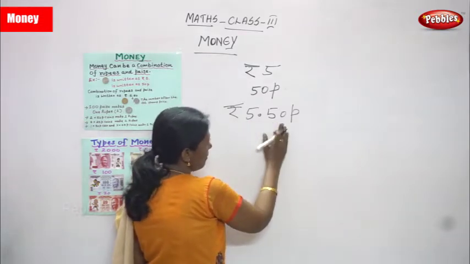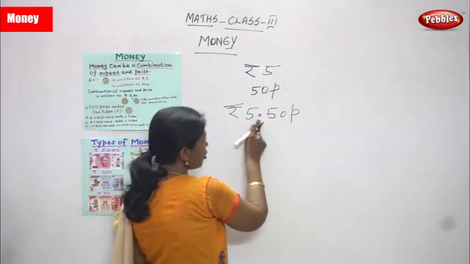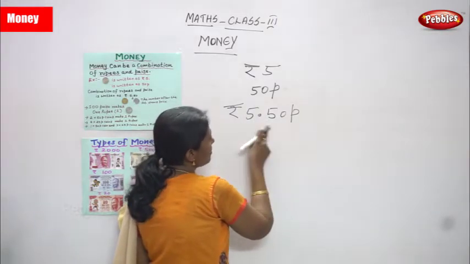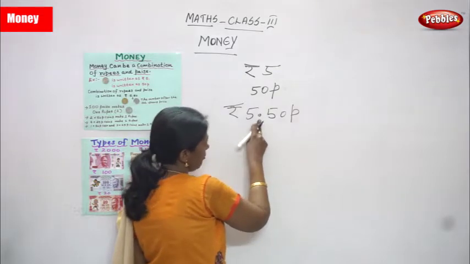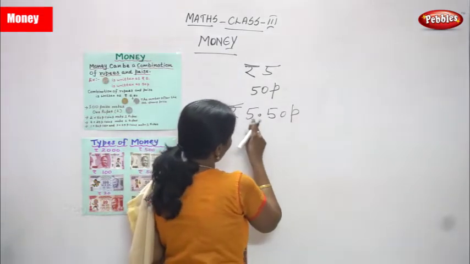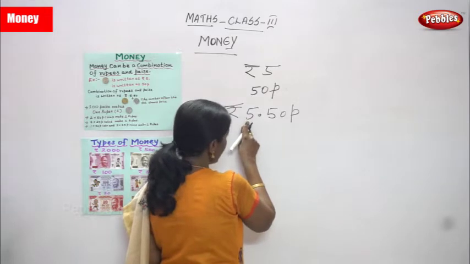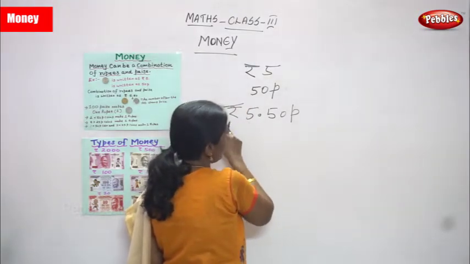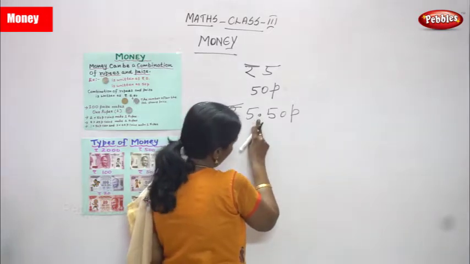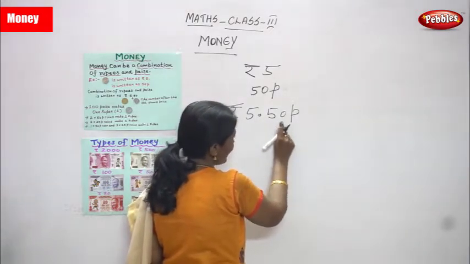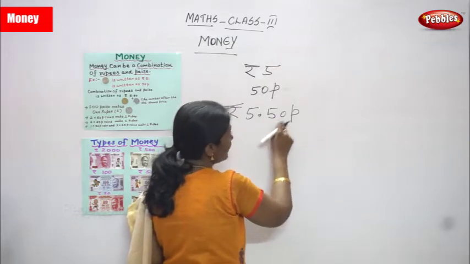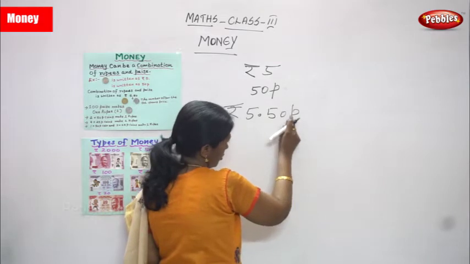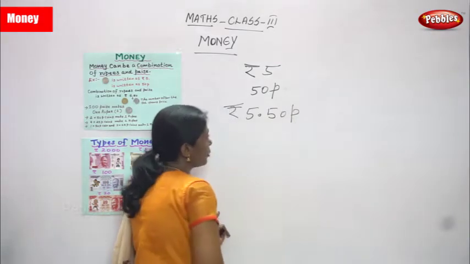So this dot is going to segregate the rupees and paise. Between the rupees and paise, you have to put a dot. And in front of 5, because 5 is rupees, you have to write the rupees symbol, and you have to put a point. Then you have to use the paise. Here 50 paise, so 50, then you have to write p. This is called 5 rupees 50 paise.